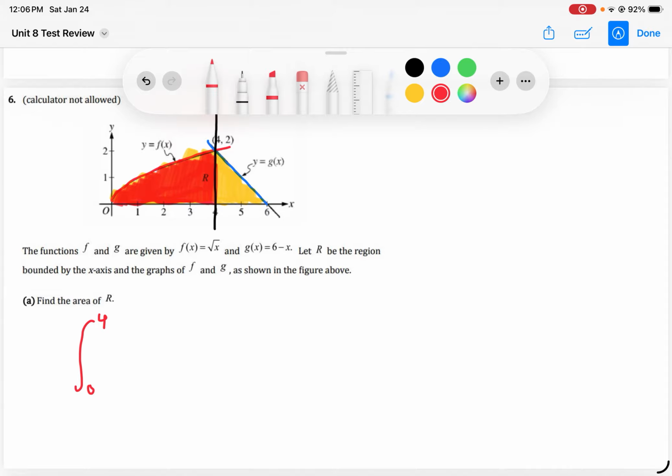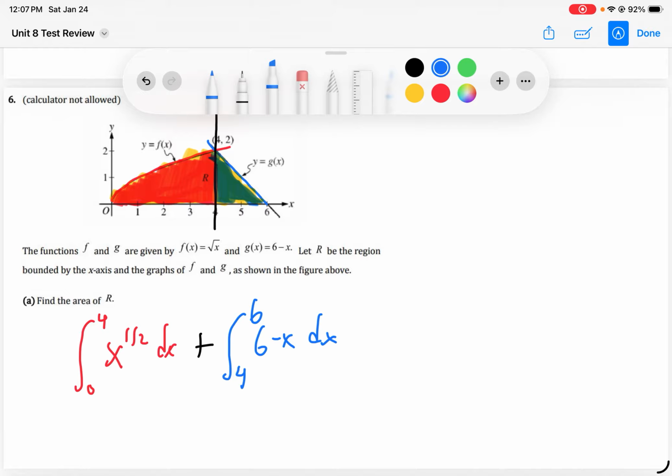Calculator's not allowed, so we'll have to do this by hand. So instead of square root of x, I'm going to go ahead and just write it as x to the 1/2 exponent, because I know I'll be reverse power ruling it here in a second. The second part of that area under the curve really is just a triangle. Now I could integrate this from 4 to 6 of the g function. And I'm going to do that just this time, even though we know the area bounded by that is just a triangle. It's just a triangle with a base of 2, a height of 2. So 2 times 2 is 4, divided by 2, so that's going to be 2.